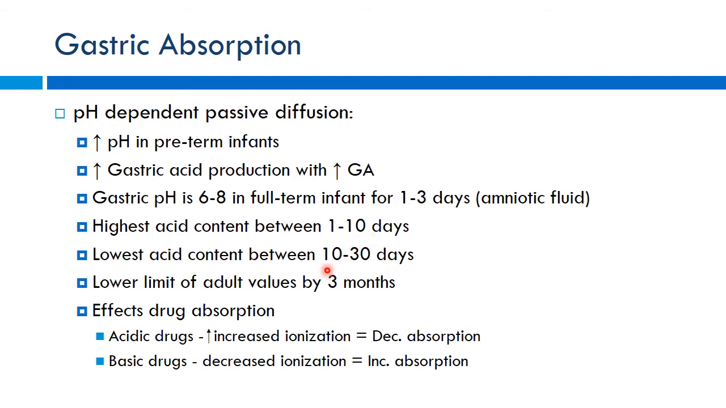So again, by the time they're about 3 months old, they should be at the lower limit of around adult values as far as gastric acidity, getting that gastric pH down to around 2 or so. So again, that means that for acidic drugs, you're going to have an increased amount of ionization, which means they can have a harder time being absorbed, especially when the pH of the stomach is elevated. And then for basic drugs, you can actually have increased absorption, which can be a good thing for some drugs.